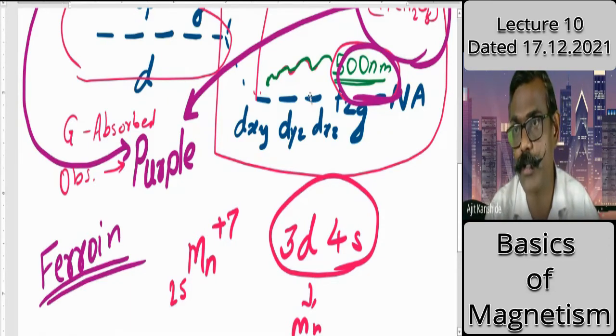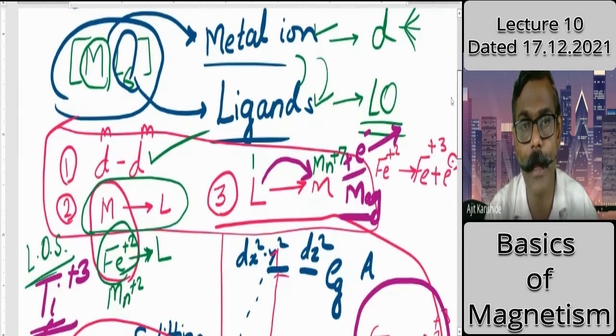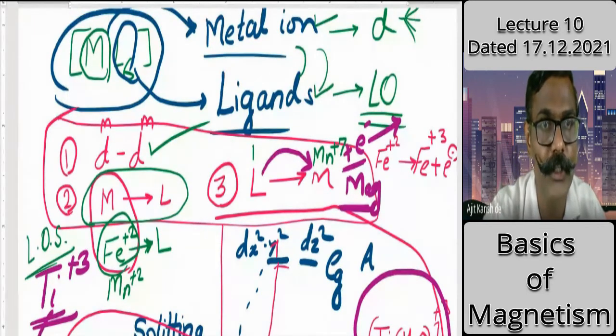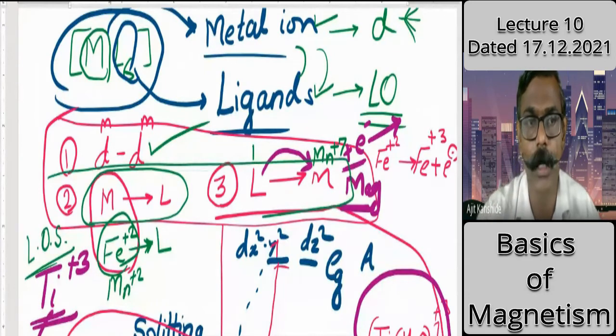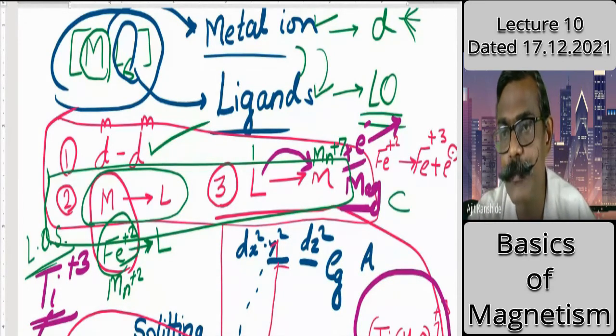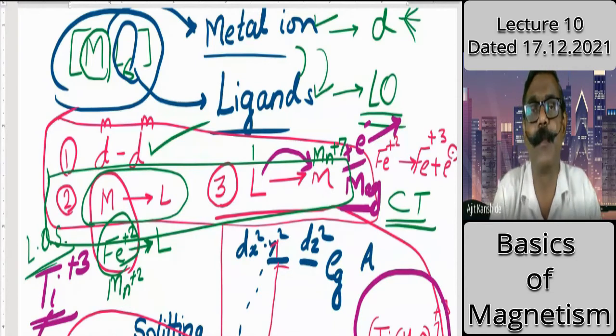So which two transitions did I mention here? M to L and L to M. These two are called charge transfer transitions, CT.